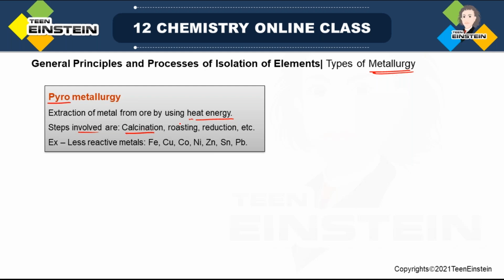Now pyrometallurgy is used for what type of metals? We will use pyrometallurgy for less reactive metals. Less reactive metals means mostly D and P block metals, because S block metals are very active in nature. In that case high temperature is not required. But when it is less reactive metals, high temperature will be required.